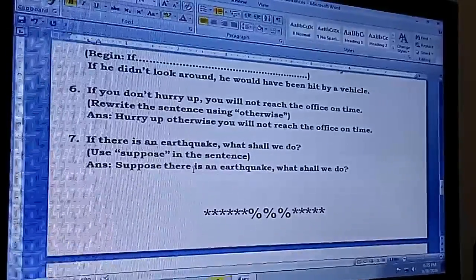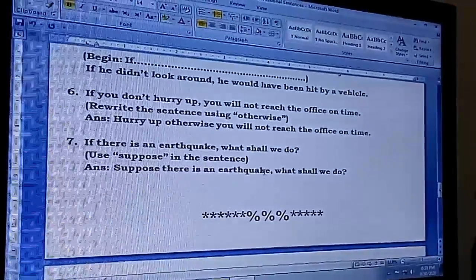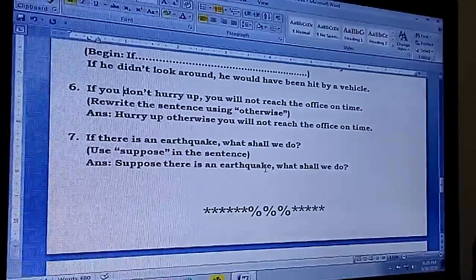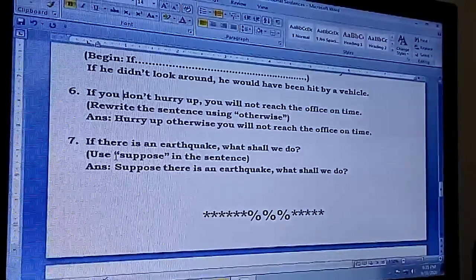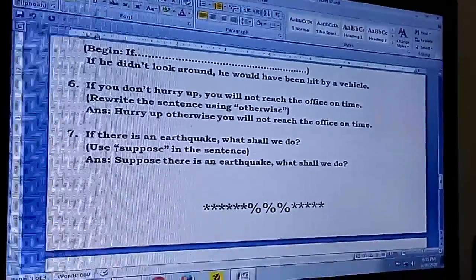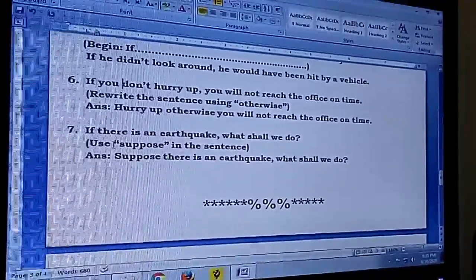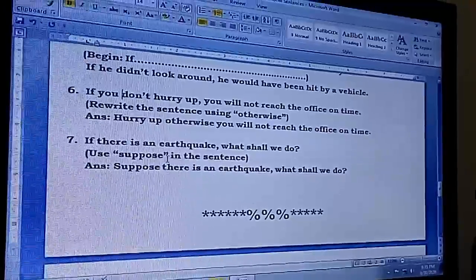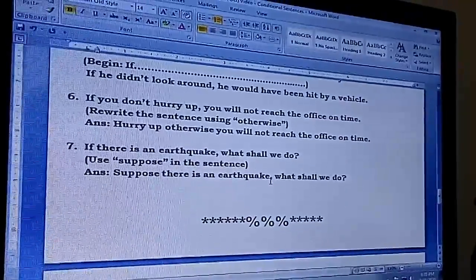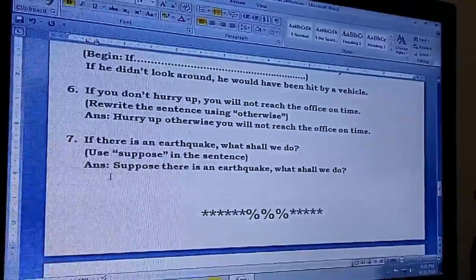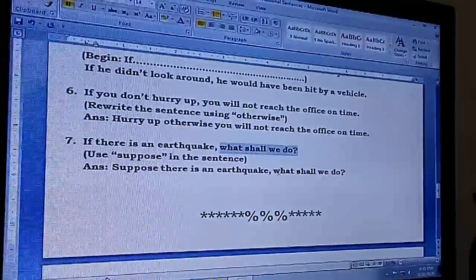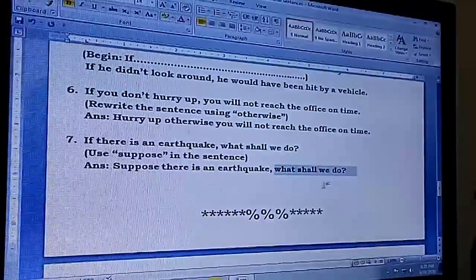If there is an earthquake, what shall we do? By the way, this is a grammatical question. So we are asking you to change or transform this sentence using suppose. Suppose there is an earthquake. If there is an earthquake, suppose there is an earthquake, the last part as it is, what shall we do?